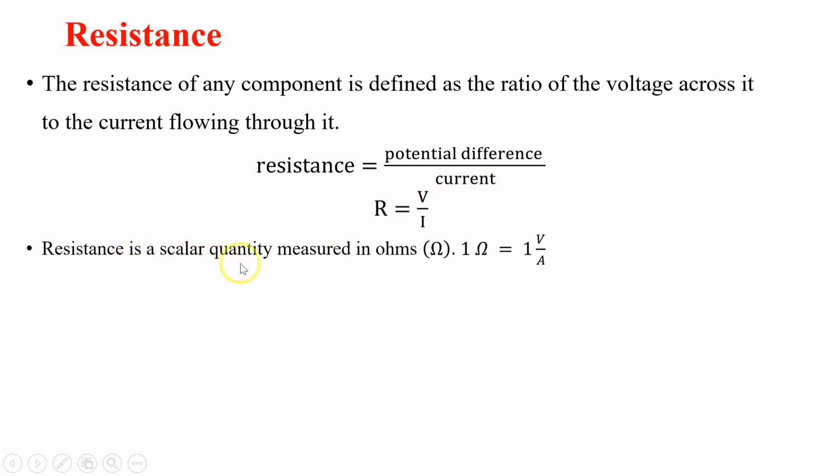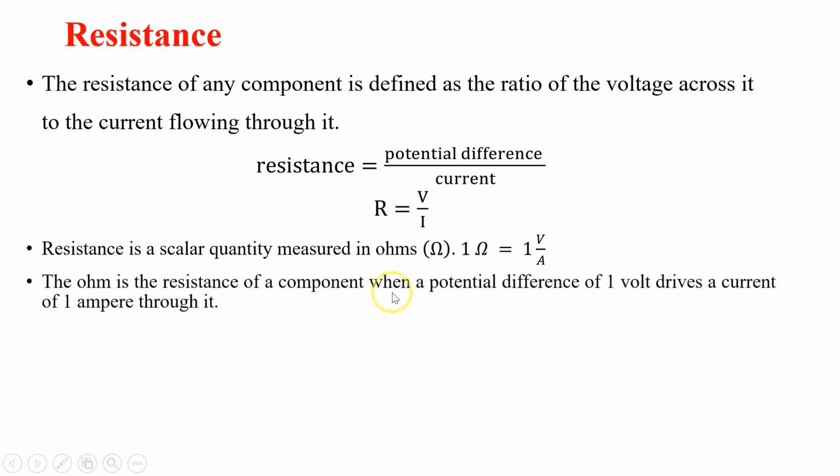Resistance is a scalar quantity, it does not have a direction, and it is measured in ohm. So 1 ohm is equal to 1 volt per ampere. The ohm is the resistance of a component when a potential difference of 1 volt drives a current of 1 ampere through it.